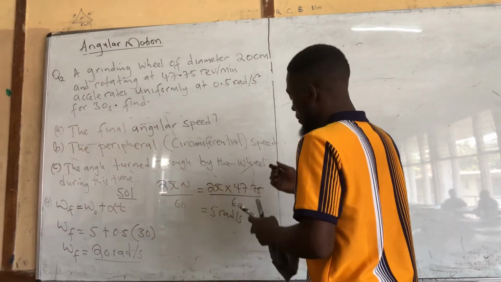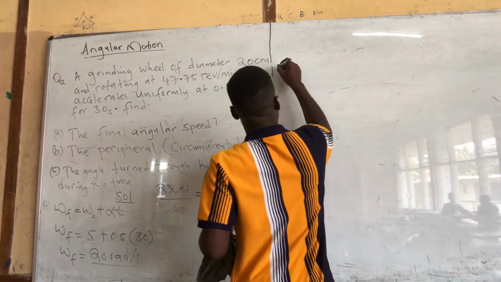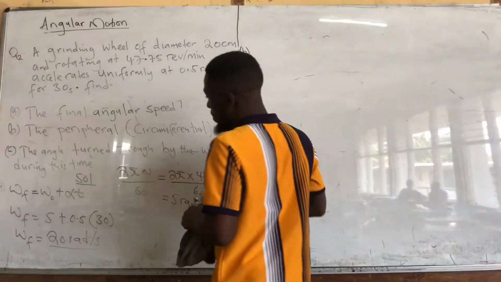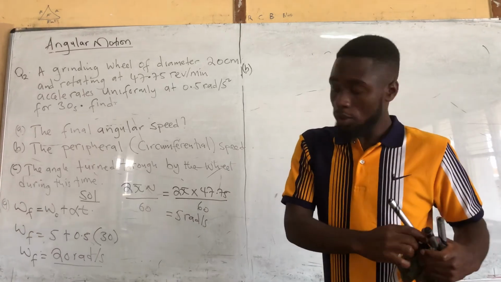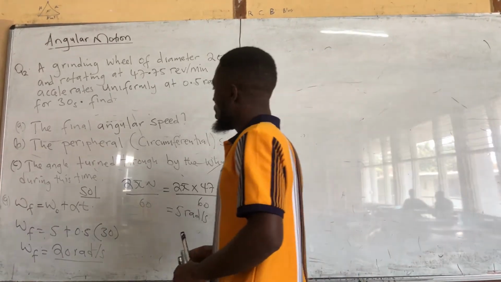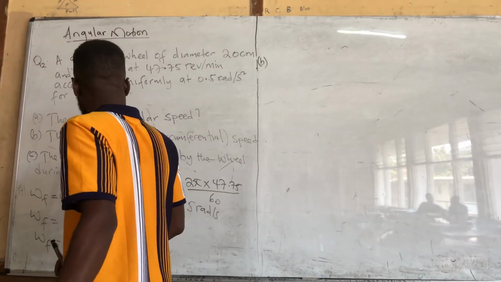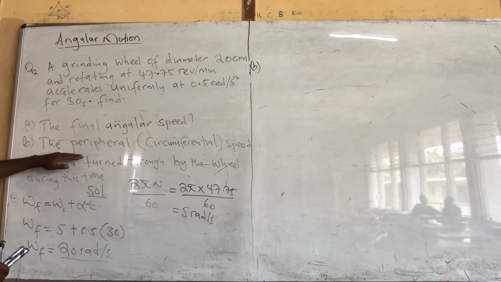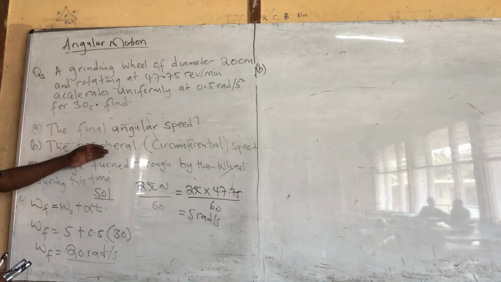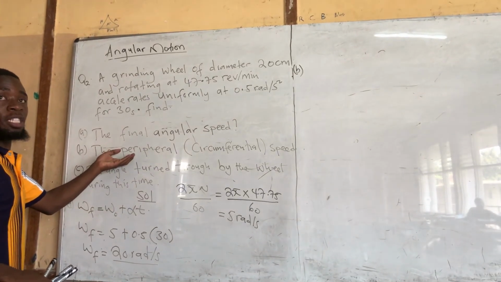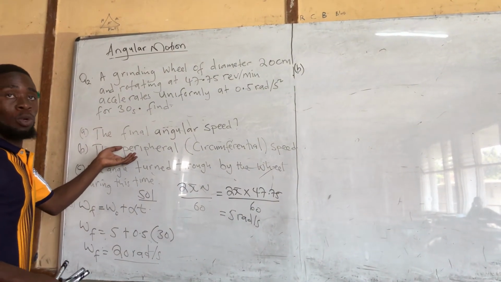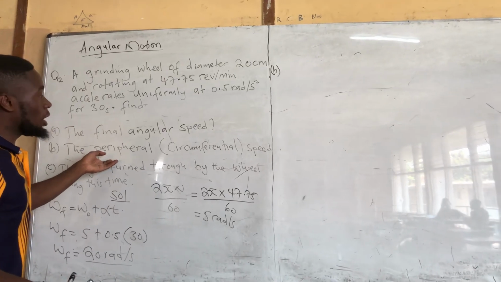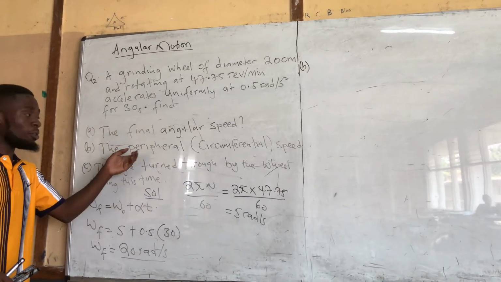What about B? Let's answer B there. What are they asking us in B there? They are saying find the peripheral or circumferential speed. So meaning here they want us to find the linear speed. And which formula do you use to find the linear speed? I gave you the formula earlier in the video.